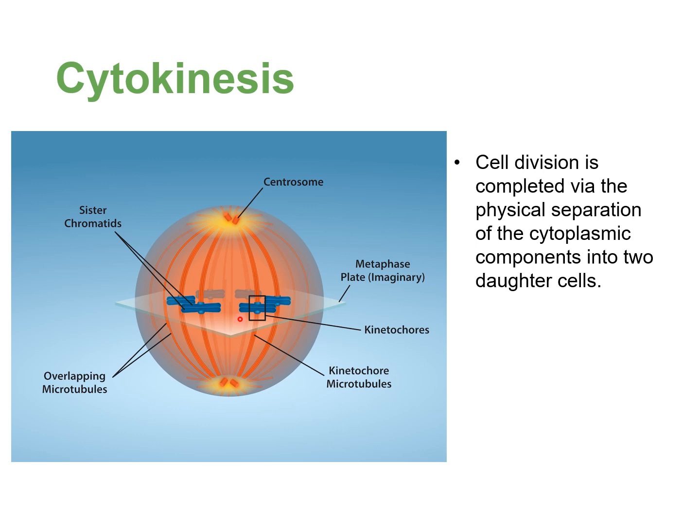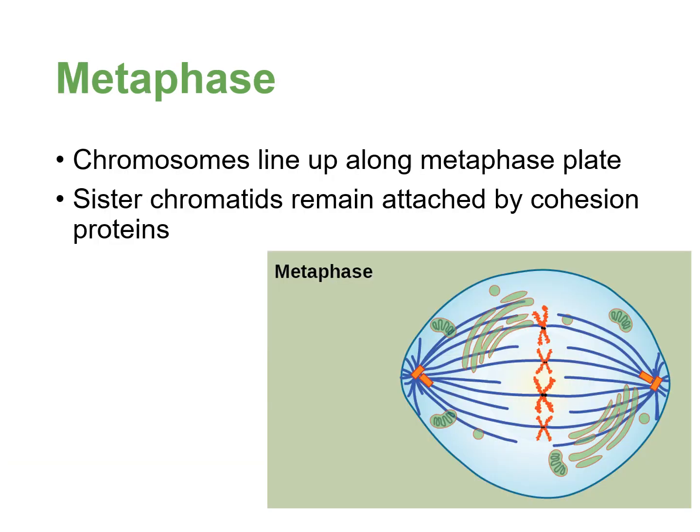Okay, so then it goes through prophase, prometaphase, metaphase, anaphase, and now we're actually getting into the actual cell division, which is cytokinesis, and where we're going to physically separate the cytoplasmic components into the 2 daughter cells. Metaphase, I think that my slides might actually be a little bit out of order here.